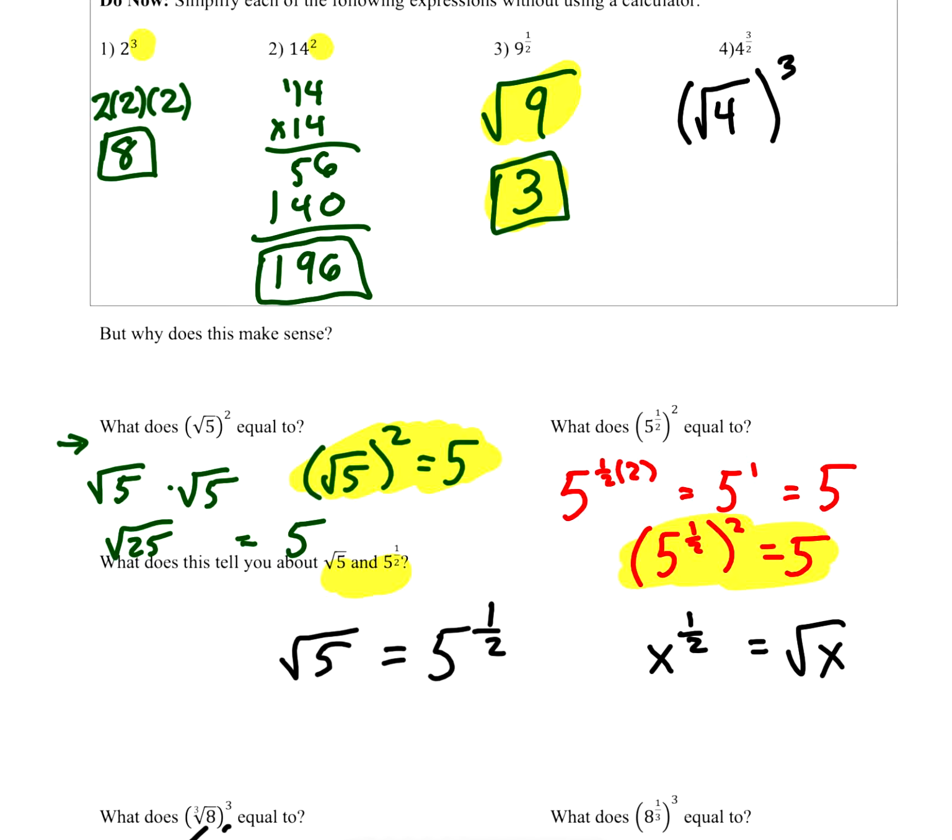The easiest way of going about this, I wouldn't do square root of 4 times square root of 4 times square root of 4. I would first just do the square root of 4 to simplify it first. So the square root of 4 is 2. So this would be 2 to the third power, which is 8. And that's a lead into what we're about to do on the next page.